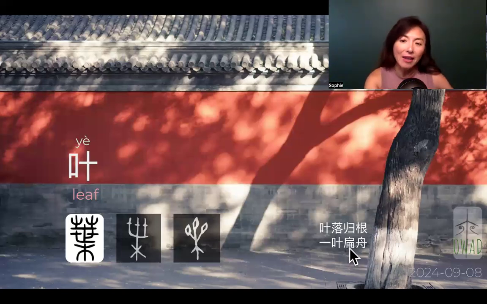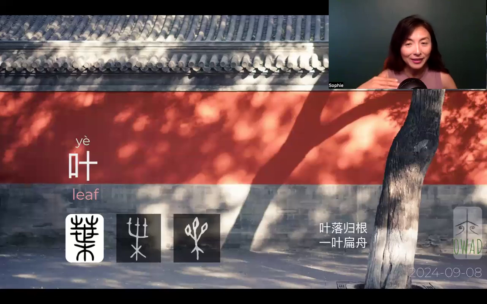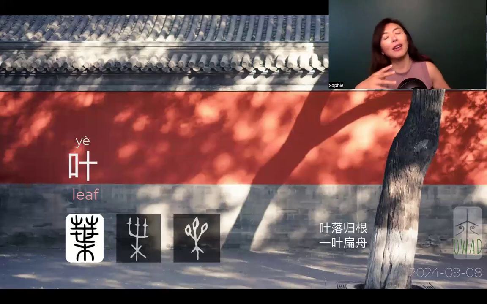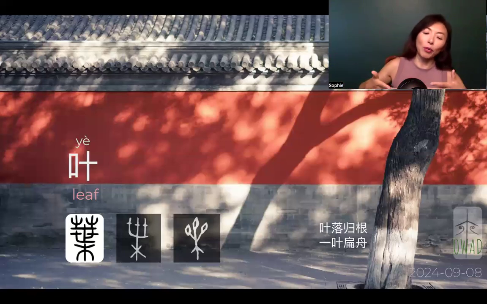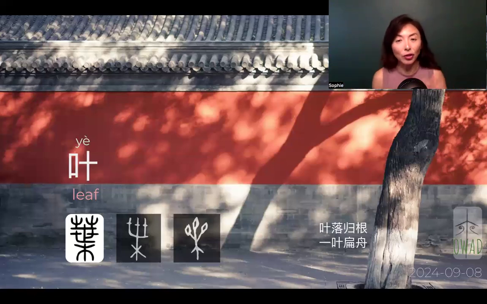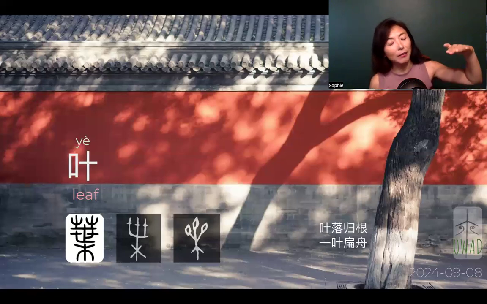一叶扁舟 is another Chinese comparison of a boat to a leaf. When we view things, a boat floating on water, if we scale the boat down, we can almost compare it to a leaf floating on top of water.